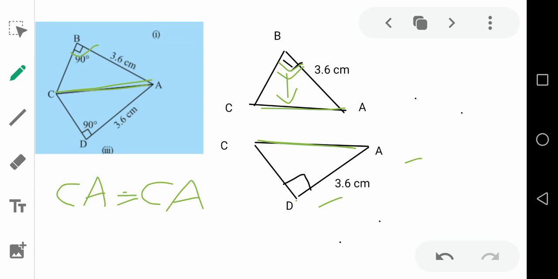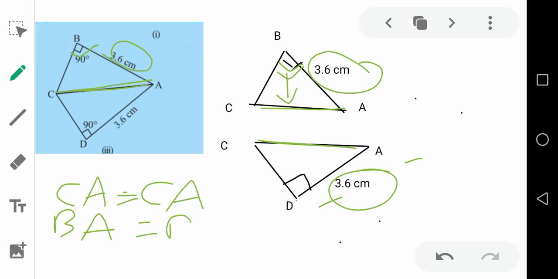Okay. Now what else is given? So the hypotenuse is equal. Now any one side. So which side is given here? 3.6. That is BA is equal to, what is BA in this one? It is DA. It is equal to 3.6. So the hypotenuse, we got one side in this triangle and one side in this triangle. They are equal. So what can you say?